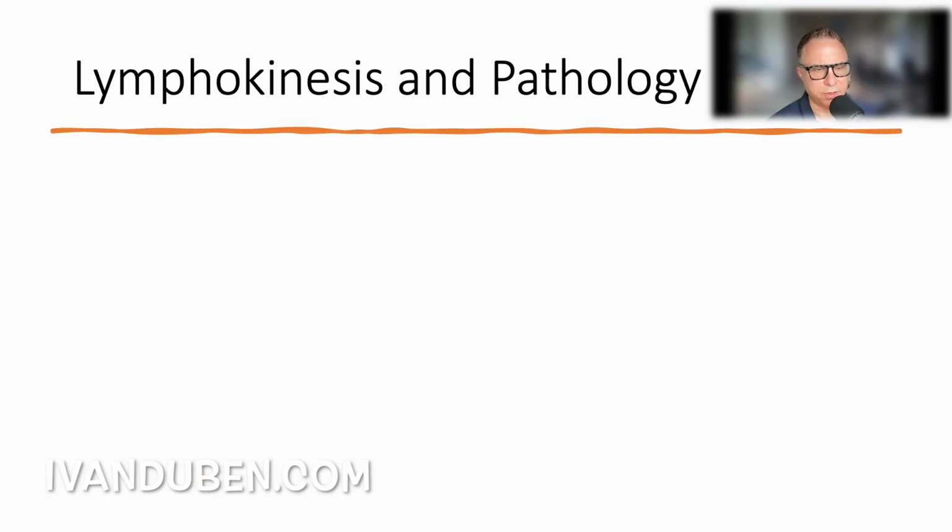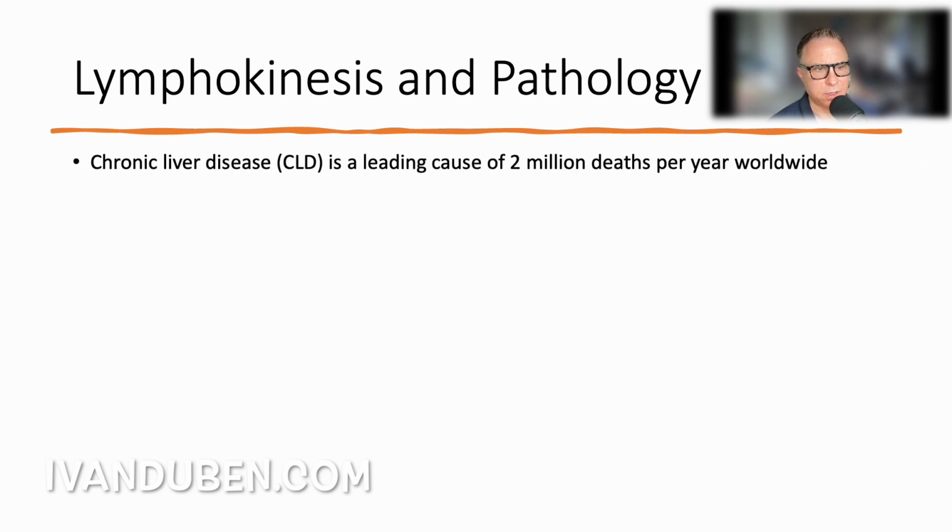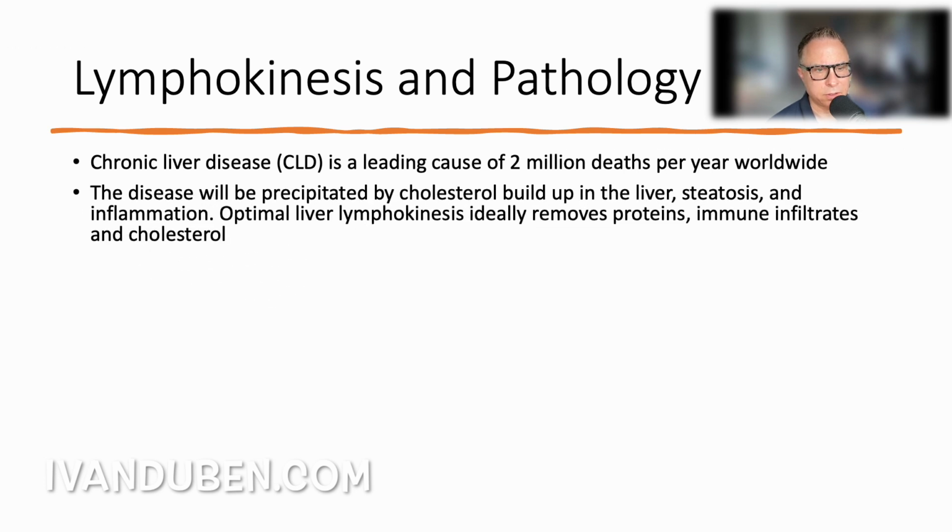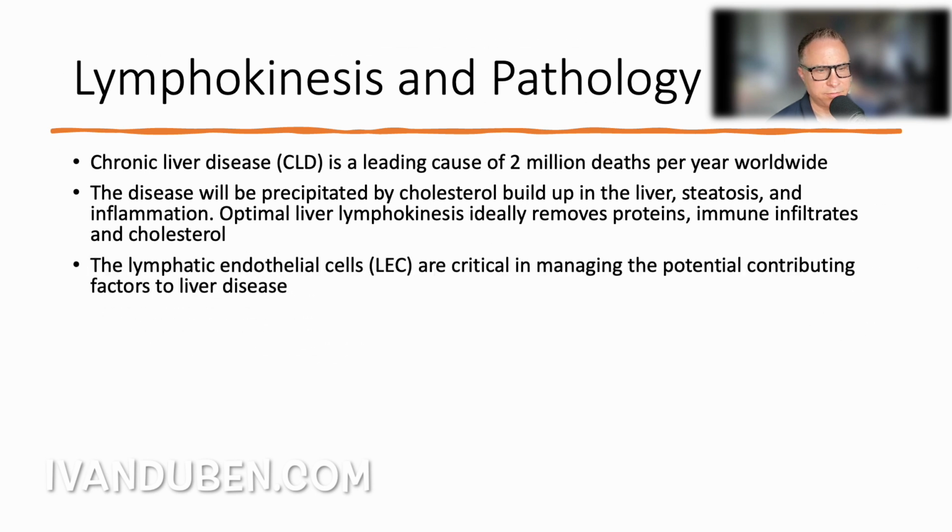Just touching on the movement of lymph within the liver, lymphokinesis, and some associated pathology that comes up when it's limited. Chronic liver disease, a leading cause of 2 million deaths per year worldwide. The disease will be precipitated by cholesterol buildup in the liver, steatosis, and inflammation. Optimal liver lymphokinesis ideally removes proteins, immune infiltrates, and cholesterol. The lymphatic endothelial cells are critical in managing the potential contributing factors to liver disease.